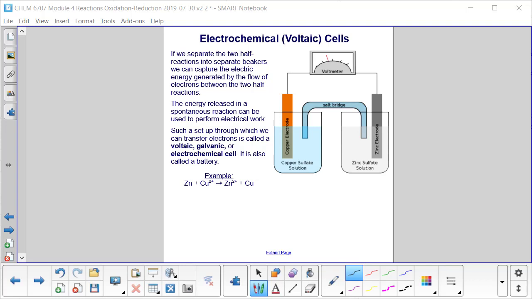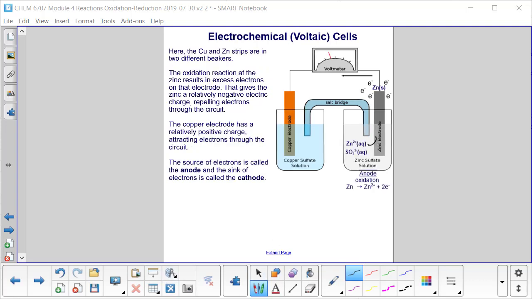In the reaction we're going to discuss in the next several slides, we have zinc metal plus copper 2+, that means copper in the solution, producing zinc 2+ plus copper metal. Okay? All right, so how do we set up this electrochemical cell? We start out by putting the solids, the copper metal and the zinc metal, in 2 different beakers.